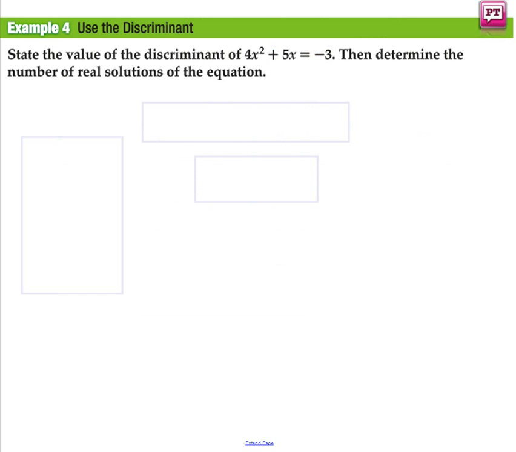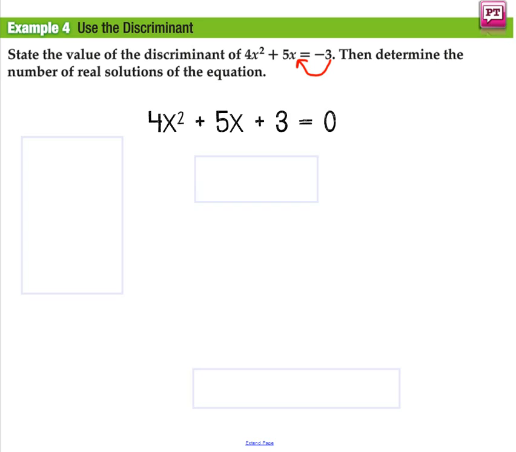All right, let's take a look at an example here. State the value of the discriminant of 4x squared plus 5x equals negative 3. Then determine the number of real solutions of the equation. Well, first thing I need to do is get it in standard form. And when I do that, this is my new sentence. Negative 3 comes over, becomes a positive 3.